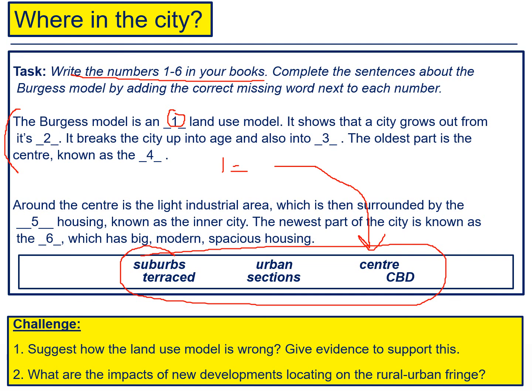Then there is a challenge. I want you to suggest how the land use model is wrong. Give evidence to support this. And what are the impacts of new developments locating in the urban-rural fringe?